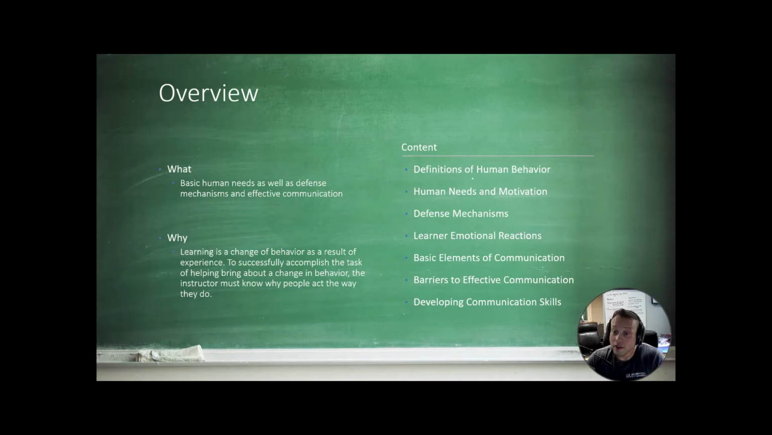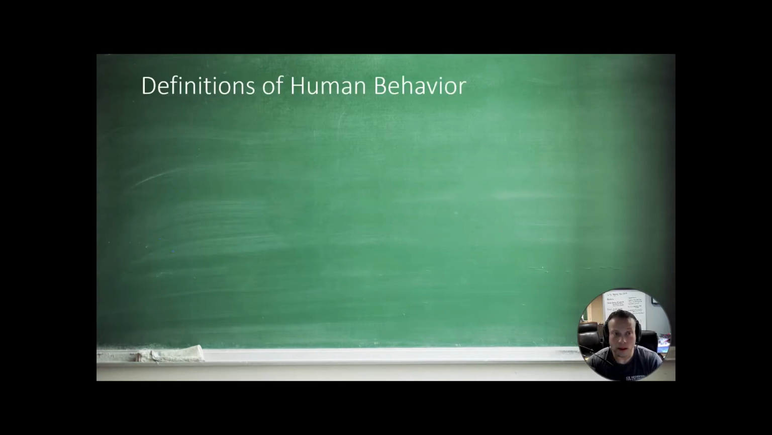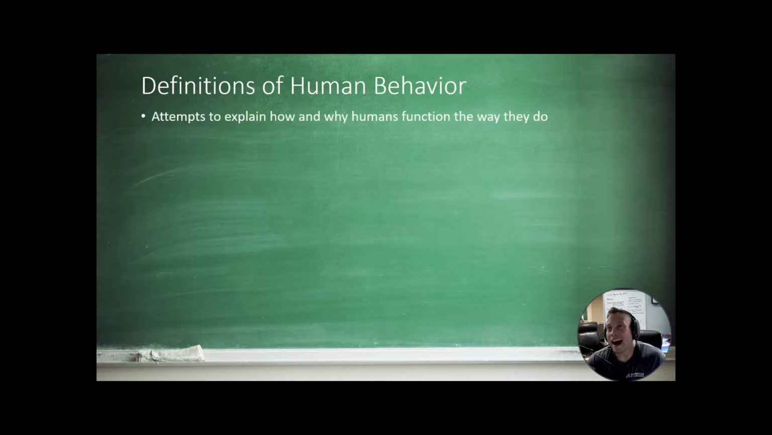We're going to cover definitions of human behavior, human needs and motivation, defense mechanisms, learner emotional reactions, basic elements of communication, barriers to effective communication, and developing communication skills. Let's start off with the definitions of human behavior. Really, what we're trying to do is understand how and why humans function the way that we do. And there are three definitions we really worry about.